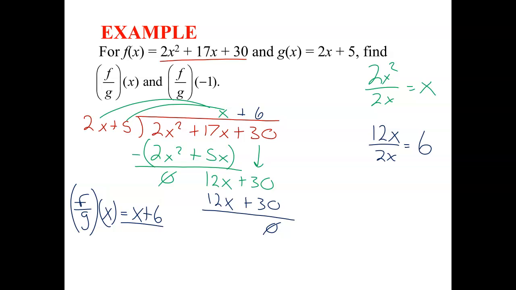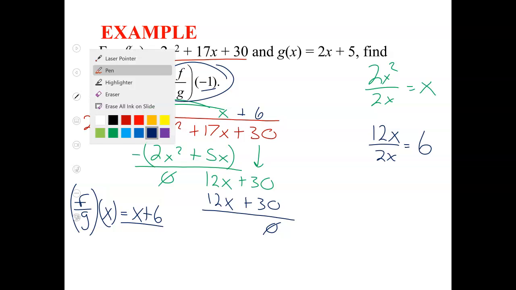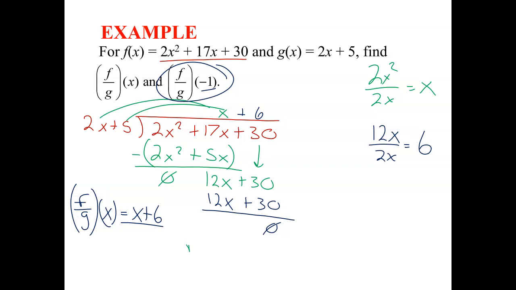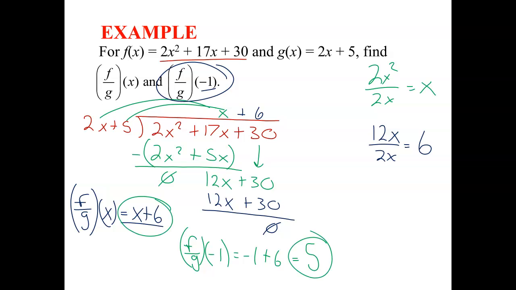The second part says, now I want f divided by g of negative 1. So I did the long division. I've already got f divided by g. So now in order to evaluate this, what do I do with that negative 1? Plug it in for x. Okay? So f divided by g of negative 1 is negative 1 plus 6, which gives me 5. Easy peasy.